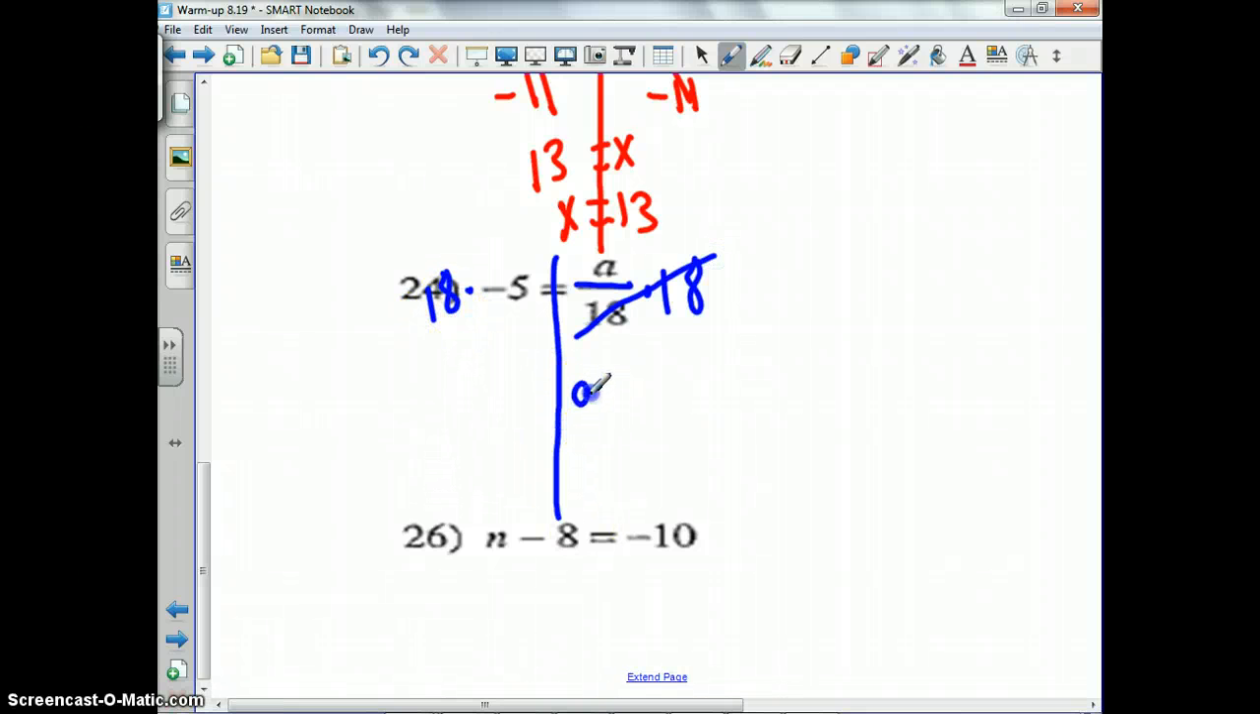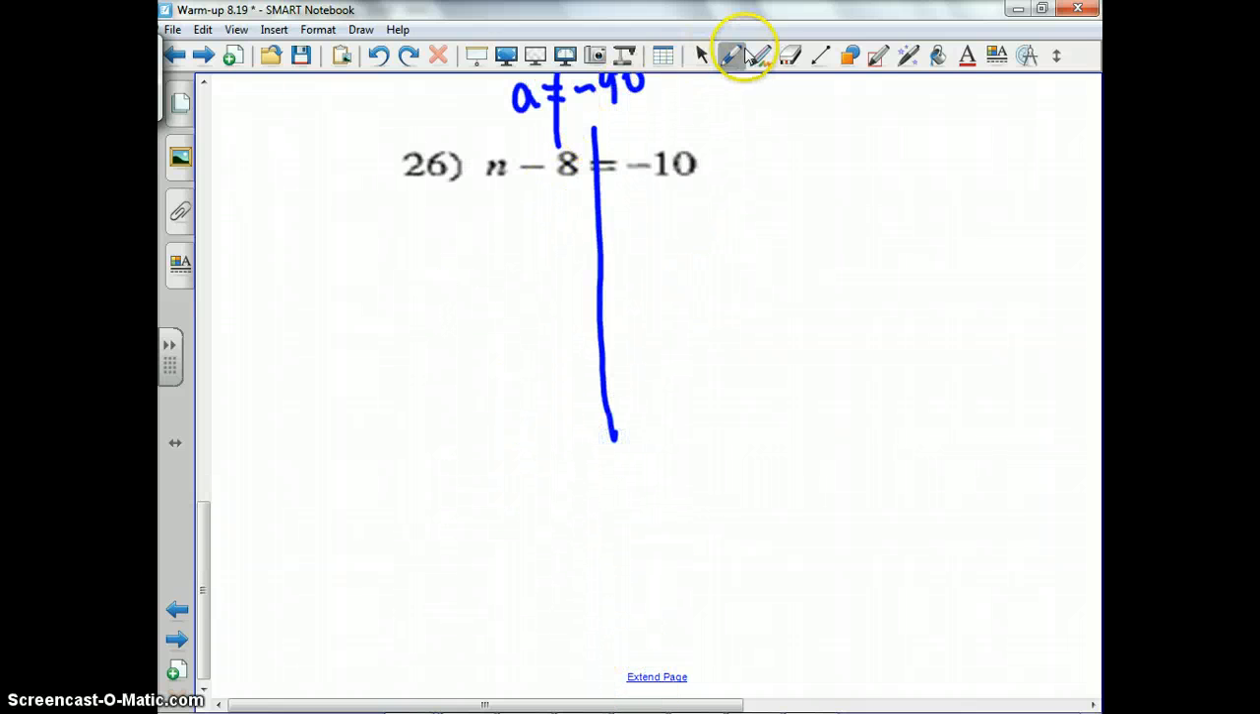So we have a equals 18 times negative 5 is negative 90. And we like to always put our variable first, so I'm going to flip it and put a equals negative 90, just like that. So the last one on this series.